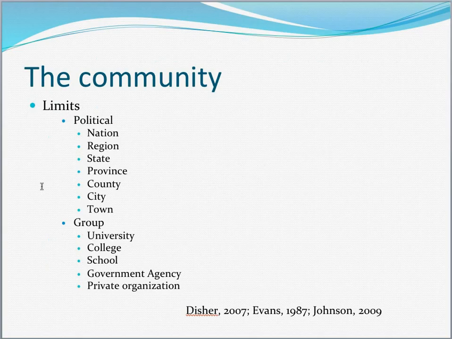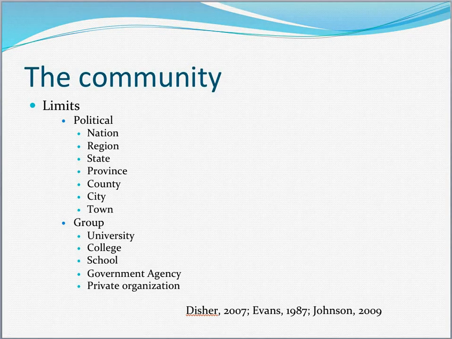One way to see our community is by the limits, either political, national, regional, state, province, county, city, town, etc., or by groups too, if it's a university, college, school, government agency, private organization, etc. There are many ways to define the community of users. We can define them by cultural and ethnic background. We can define them by language, etc.